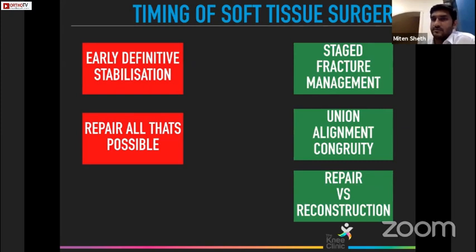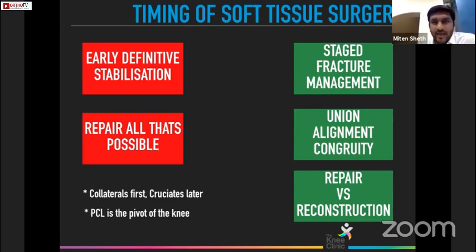You must go back and think about union, alignment, and congruity, and then decide on the repair versus reconstruction. And there are 3 points that we can always keep in mind here. These are just general guidelines, not everything taken per se. So collaterals first, and we think of cruciates later. At the same time, we must always consider that the PCL is the pivot of the knee and very important to the stability.